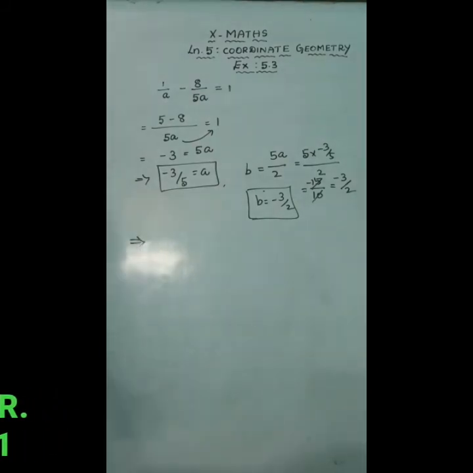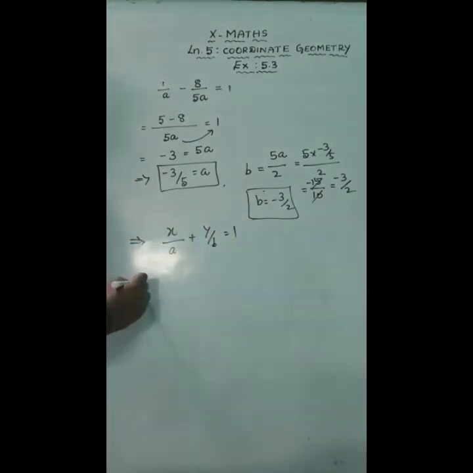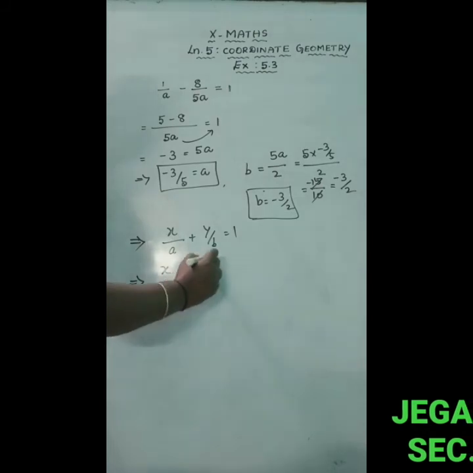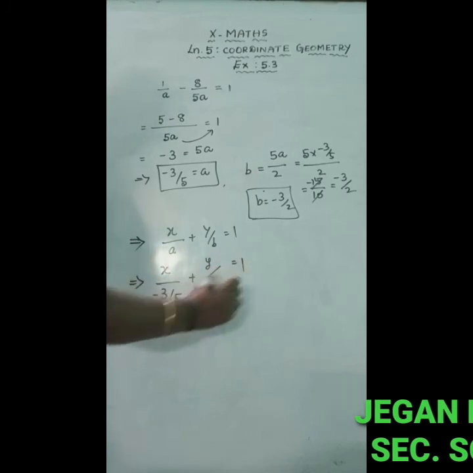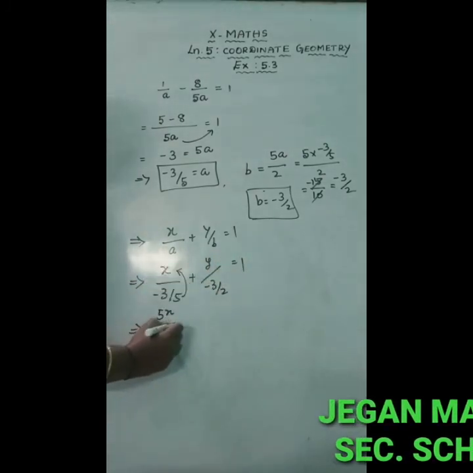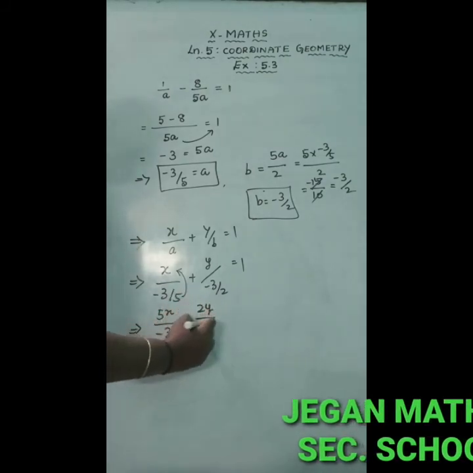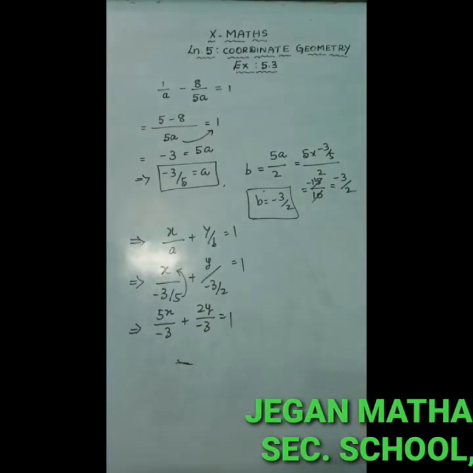So the equation of the straight line, we already know, x divided by a plus y divided by b equal to 1. This is the intercept form. So substitute the values for a and b: x divided by minus 3 divided by 5 plus y divided by minus 3 divided by 2 is equal to 1. So 5x divided by minus 3, then plus 2y divided by minus 3 equal to 1. This is the equation for the line.